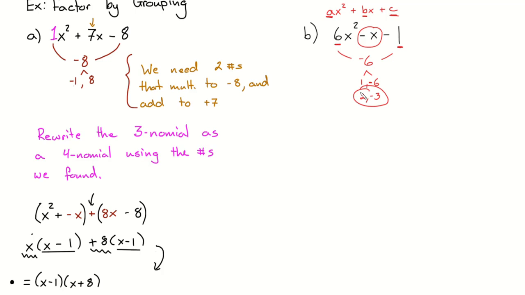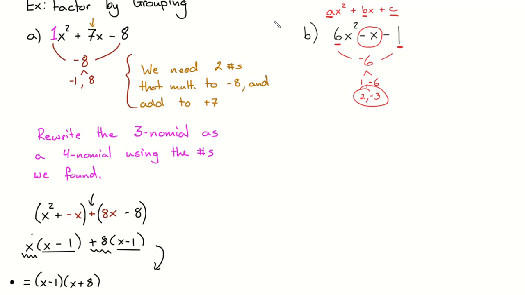Now, to use grouping, we are going to take this trinomial and rewrite it as a four-nomial. Instead of -1x, Liam, what am I going to write? Instead of -x, sorry. -3x minus 2x. So careful, I don't quite agree. -3x plus 2x. Okay, good.